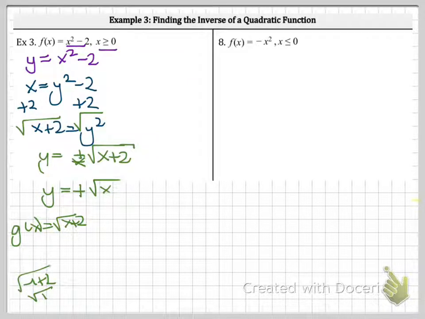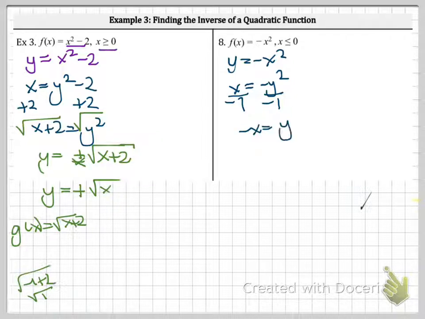Let's try this one out here. So number one, algebraically, we would set y equals negative x squared. And then we switch the roles. X equals negative y squared. So what you have to do is divide by negative 1. And so you would have negative x equals y squared.